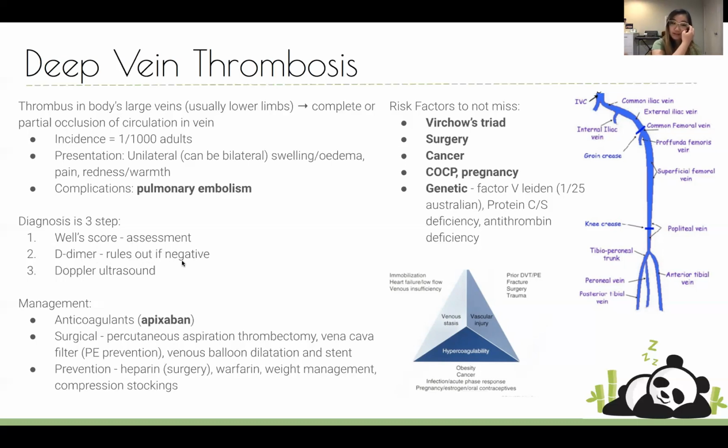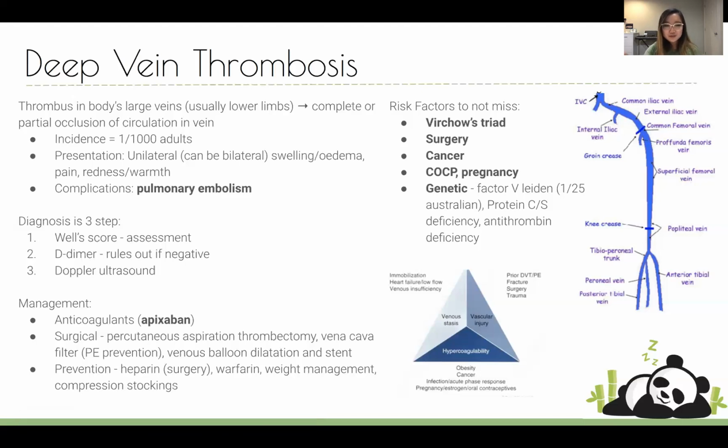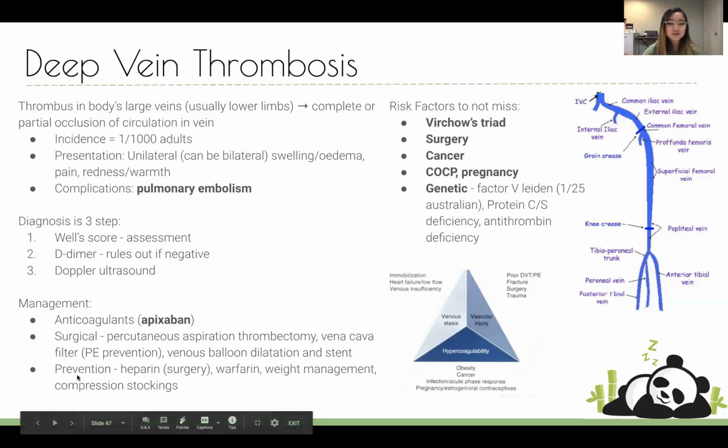So yeah, if you don't have it, it's unlikely that your D-dimer will be positive. And then your Doppler ultrasound will show, that's basically an ultrasound with the blood flow. So you can see the blood flow and it'll stop there. And then management, you have anticoagulants. So mainly just apixaban. You give apixaban for most of them, unless they can't. And then you give prevention.